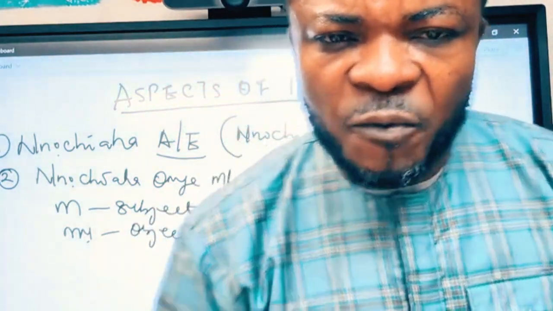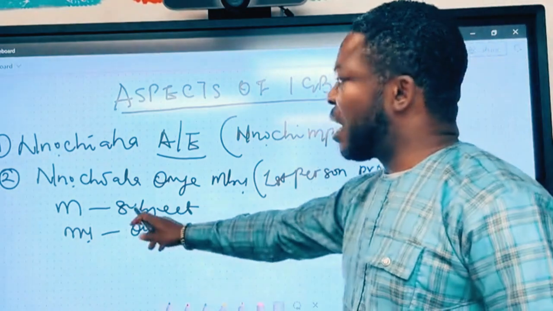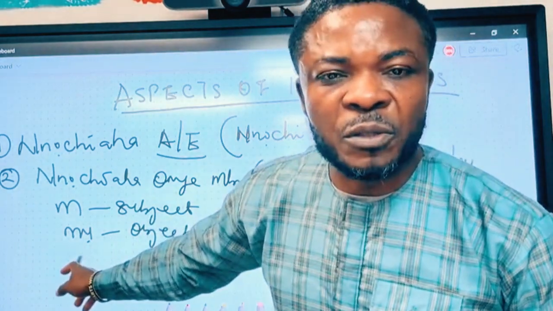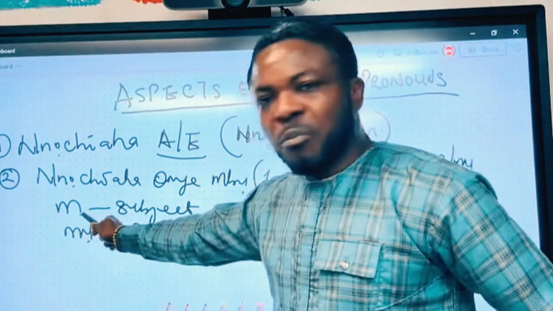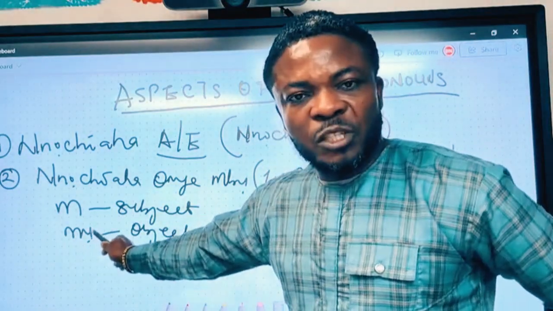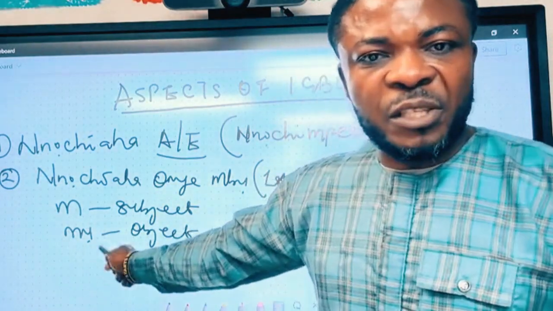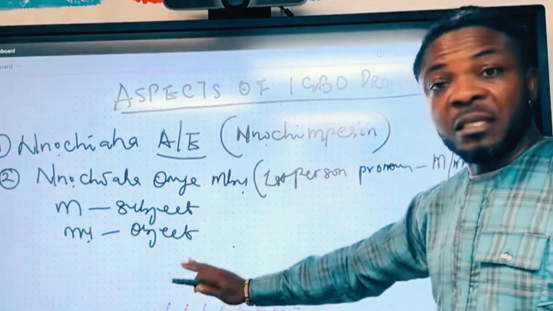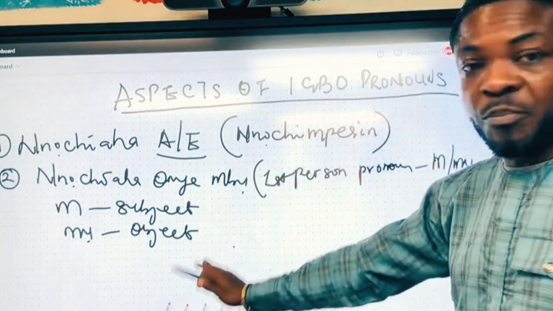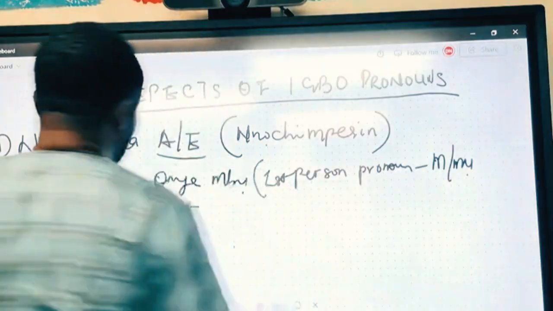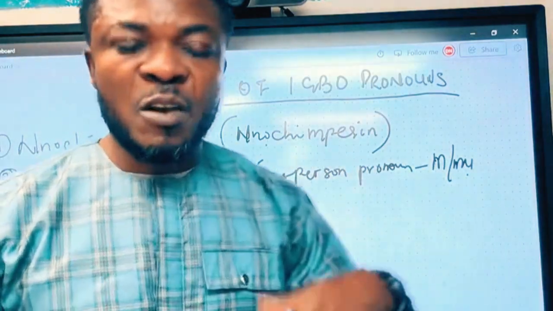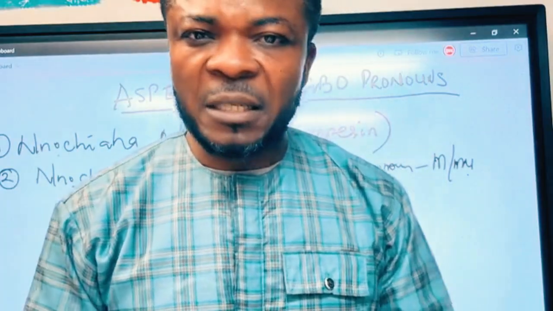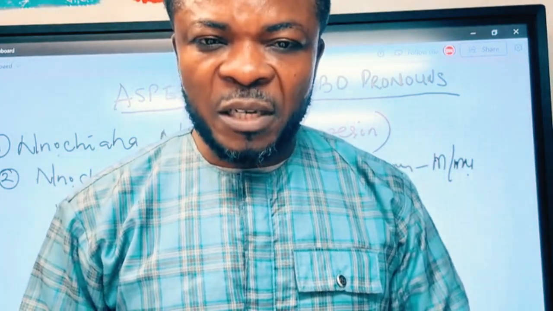So I have to use Nnọchiaha. Nke mbụ ya, which is the subject. Nke abụọ ya, which is the object. This is how the Nnọchiaha onye mbụ appears. Remember, I wrote the Nnọchiaha a na m first because we have been studying it. This is no longer a new thing. We've been talking about this.